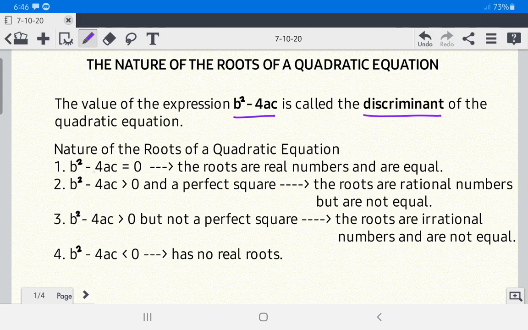If b squared minus 4ac is equal to 0, then the roots are real numbers and they are equal. If b squared minus 4ac is greater than 0 and a perfect square, then the roots are rational numbers and not equal. If b squared minus 4ac is greater than 0 but not a perfect square, then the roots are irrational and not equal. If b squared minus 4ac is less than 0, then it has no real roots.